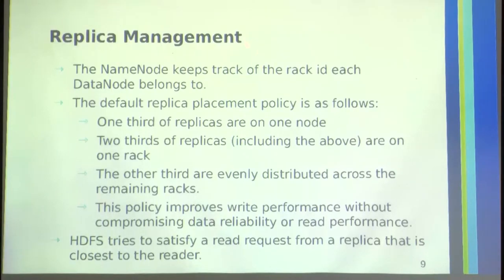The name node keeps track of the rack ID that each data node belongs to, so it does know which rack the data nodes are in. The default replica placement policy is as follows, and this is a little bit confusing. One third of the replicas are on one node. Two thirds of the replicas, including the above, are on one rack. The other third are evenly distributed across the remaining racks. So there's some sort of policy here for distributing the replicas to improve write performance without compromising data reliability or read performance.